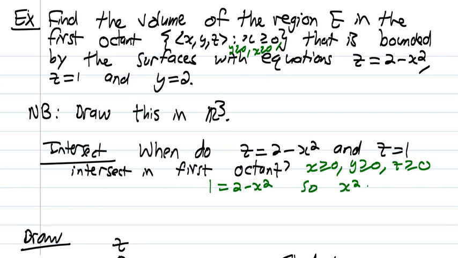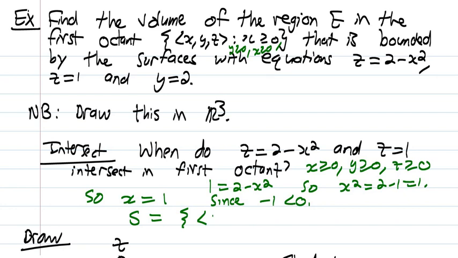So we get that x squared is 2 minus 1, which is 1. So x is equal to 1. Since minus 1 is negative, we're not allowed to use the value minus 1. So we see that the two surfaces intersect at the following set of points. If S is the intersection set, then x has got to be 1. The y value, we don't have any conditions, so we can just say y. The z value has got to be 1, such that y is greater or equal to 0.